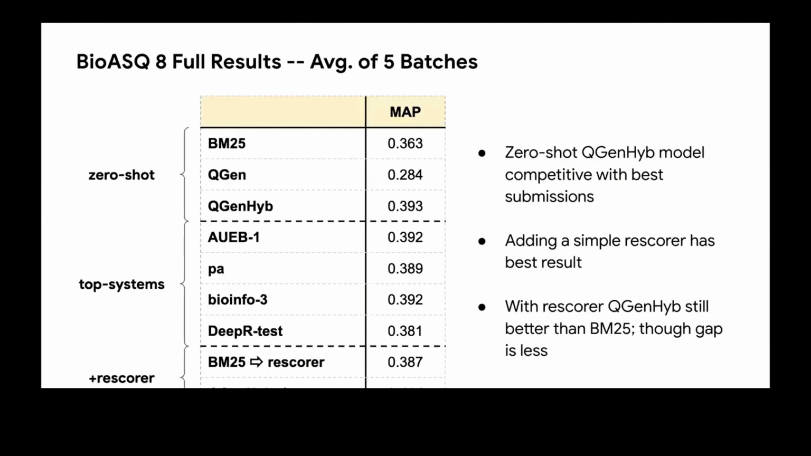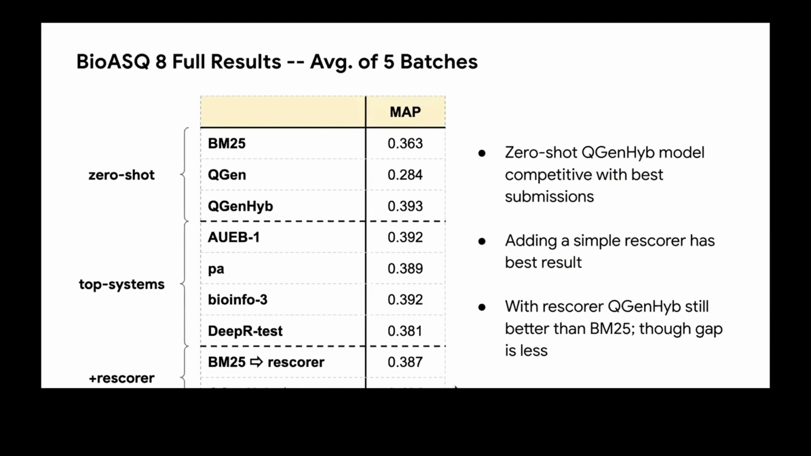And so this is comparing our systems to this year's BioASQ 8 results. The top three systems are the models I talked about before, so BM25, QGen, and the hybrid. These four results are the top reporting systems averaged across all 5 batches. And we can see already the hybrid model, the first stage model, is doing basically as well as the top systems in the shared task this year.